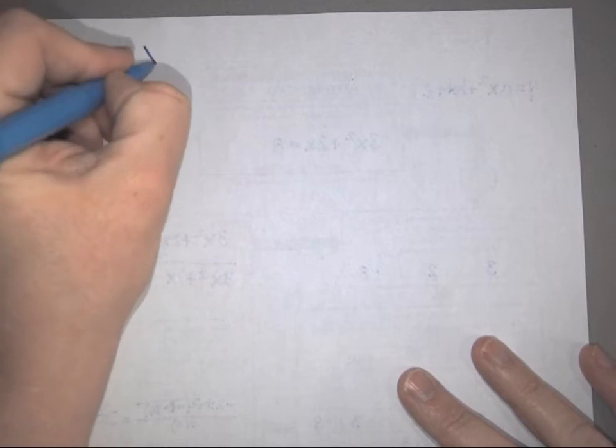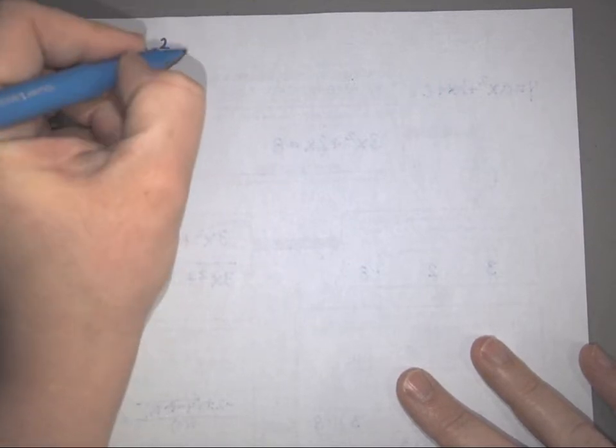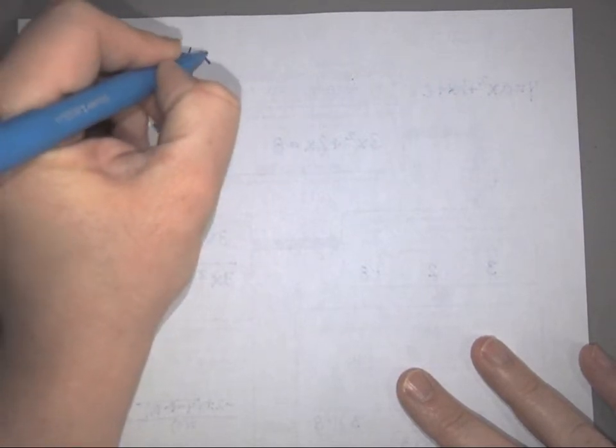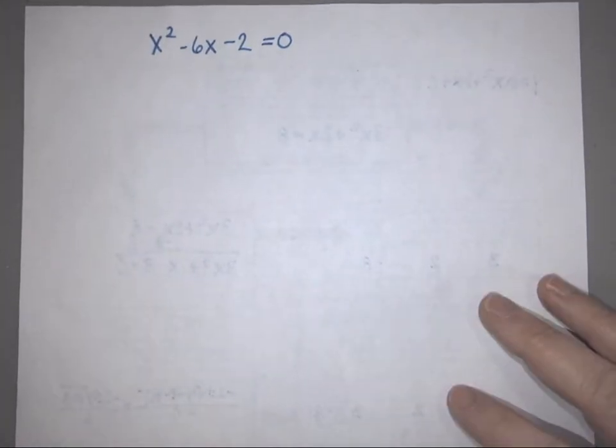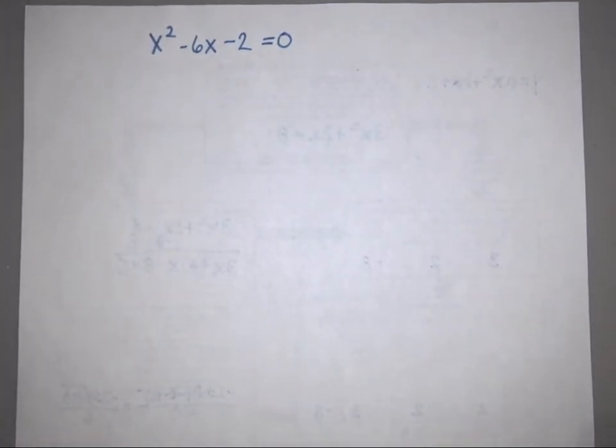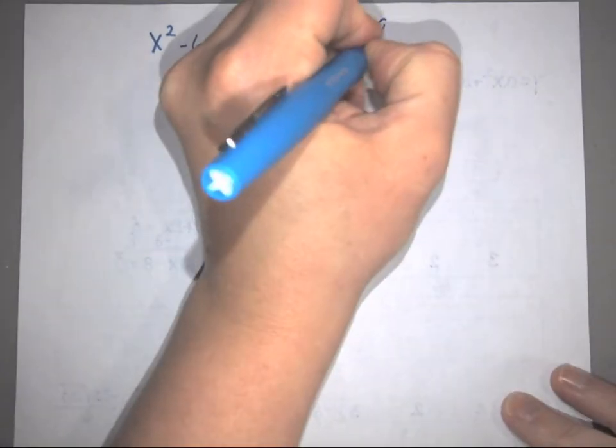Alright, I'm going to go ahead and do another example on the back. The example I'm going to do here: x squared minus 6x minus 2 equals 0. So we're going to follow that same pattern. Is it set equal to 0? Yes. Good. So that was my first step.